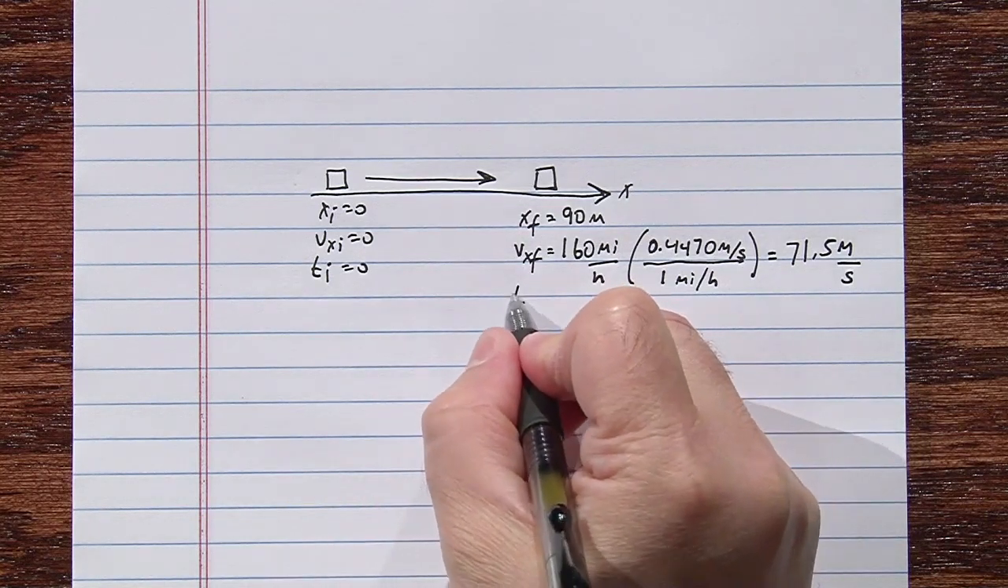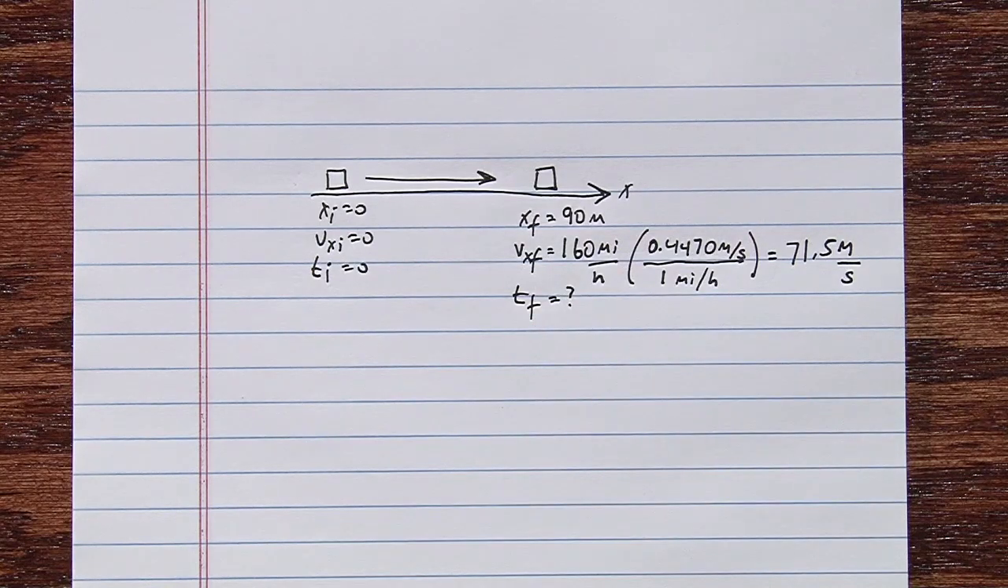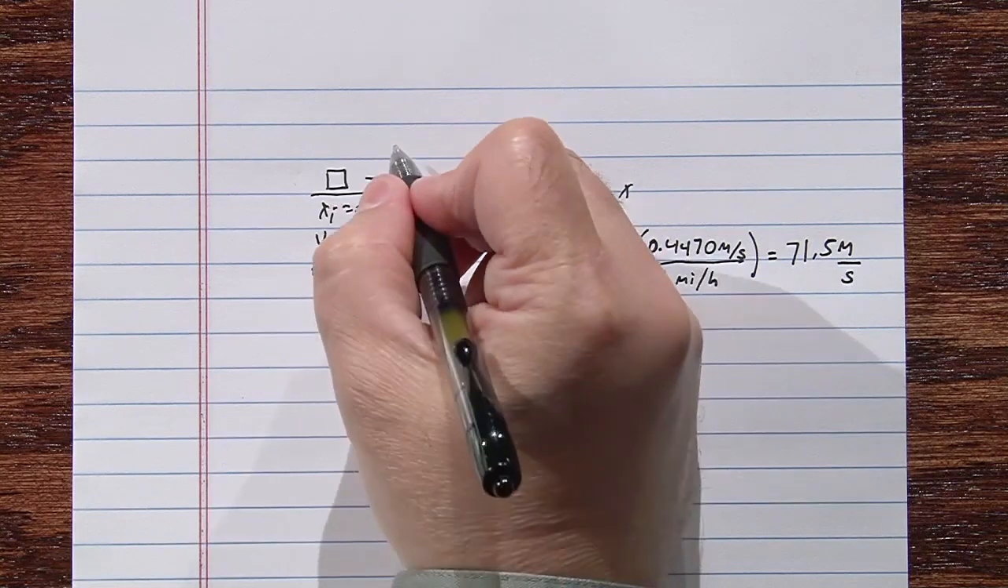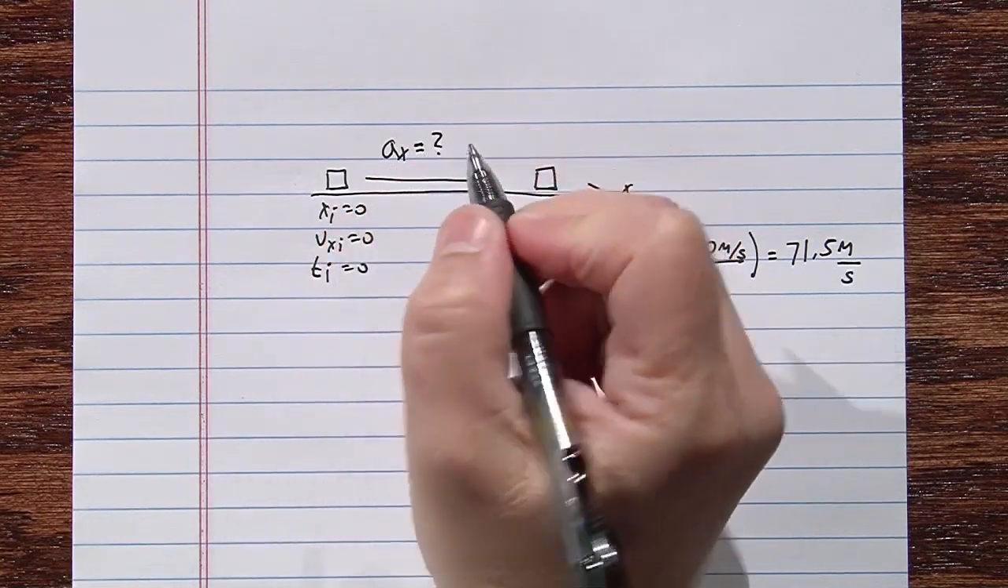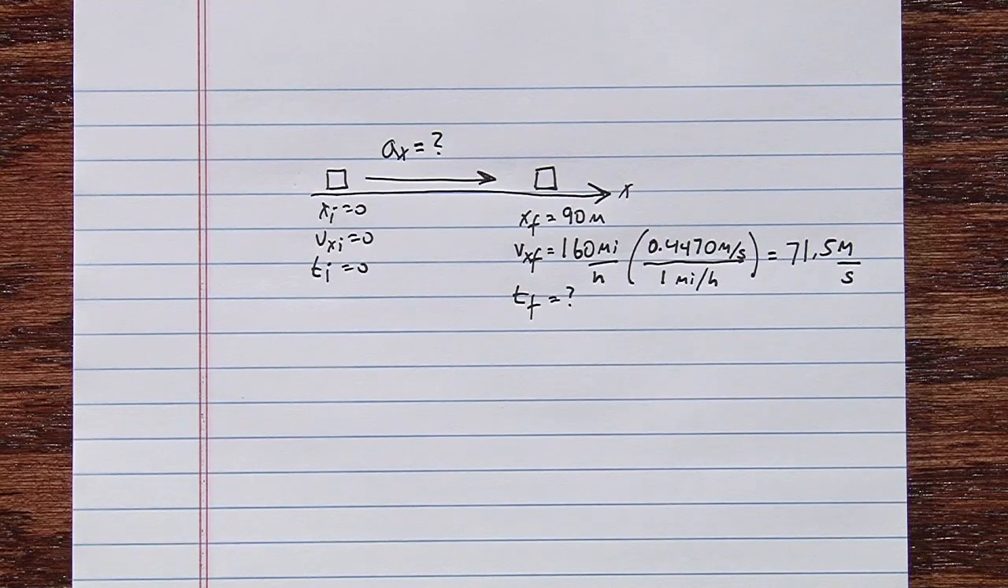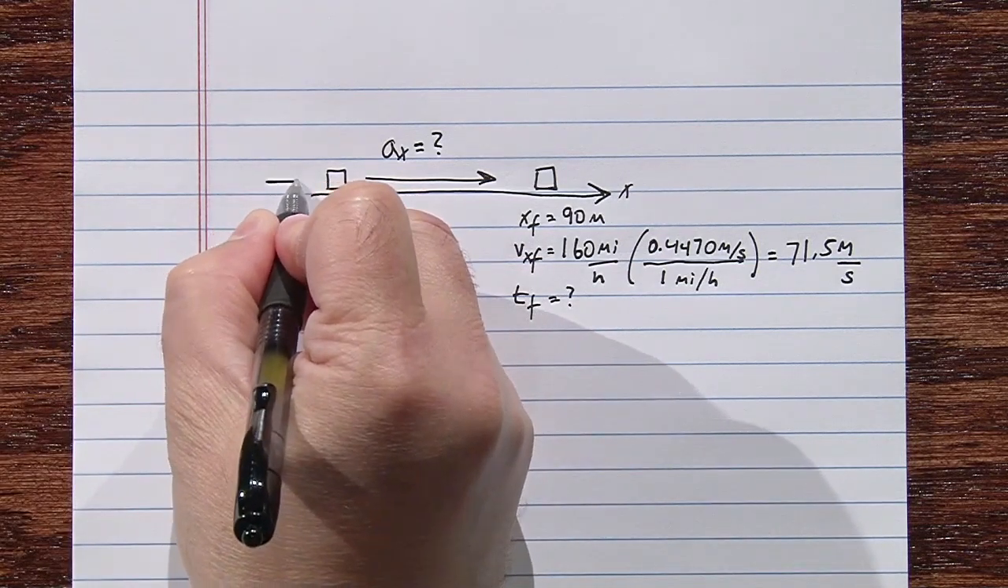T final, we don't know. So we don't know T final. And as it turns out, we don't need to know T final. We're not asked how much time it takes for the airplane to move that distance. The airplane accelerates in the x direction with an acceleration that we don't know. But we'll have to figure that out, as it turns out. And there are forces on the airplane.